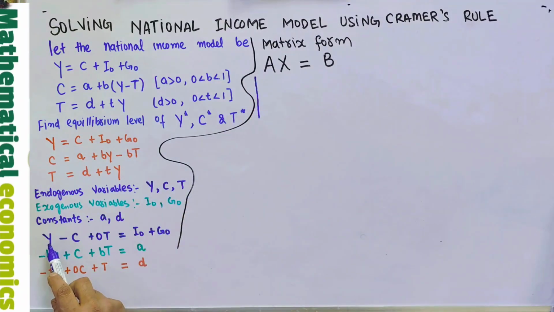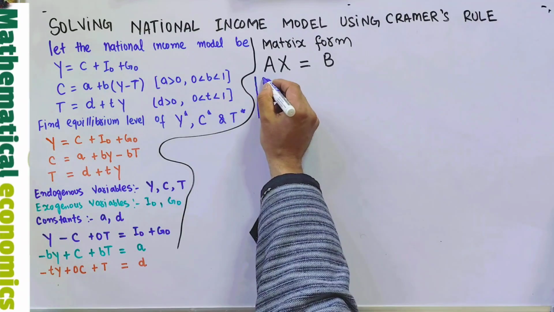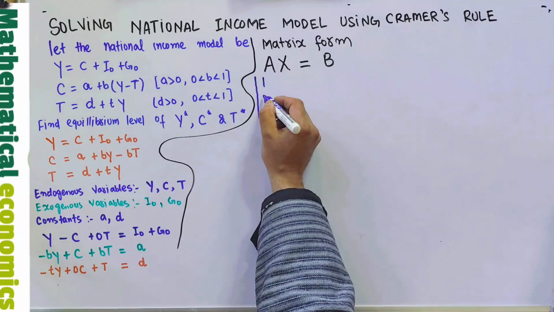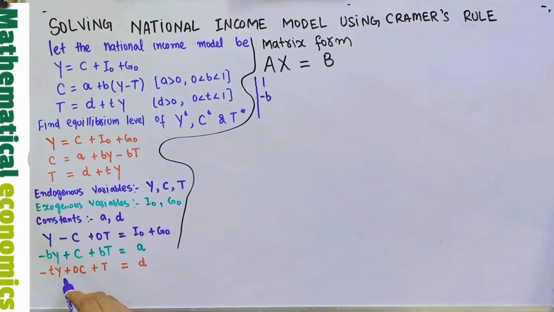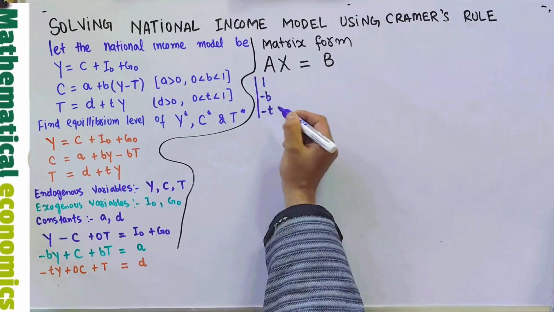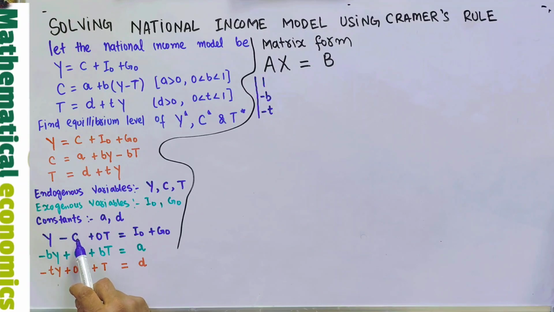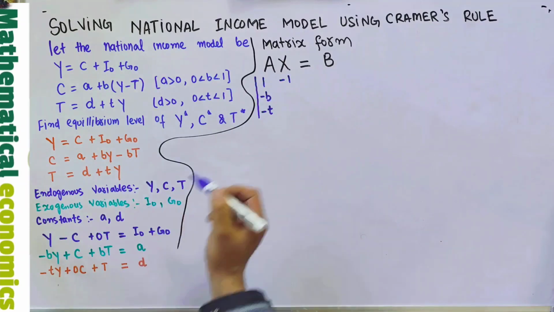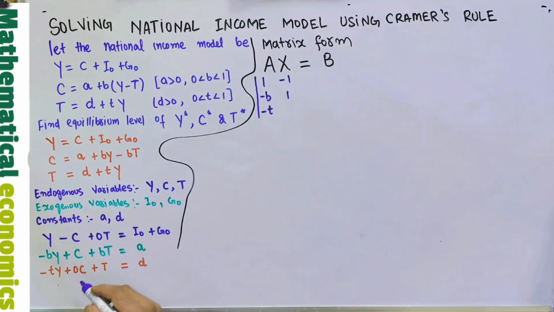So the coefficient of y is here 1, so I can write here 1. The coefficient of y in the second equation is minus b, so I can write minus b. In the third equation, the coefficient of y is minus t. Similarly, the coefficient of c is minus 1 here, so I can write minus 1. In the second equation we have 1. In the third equation we have 0.